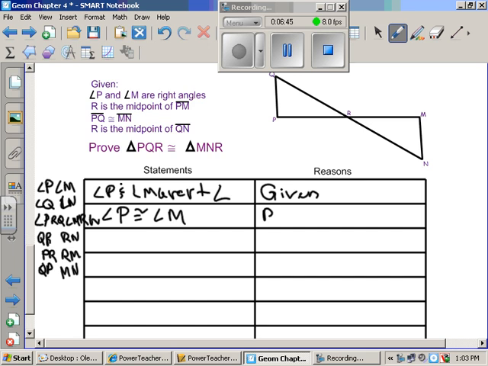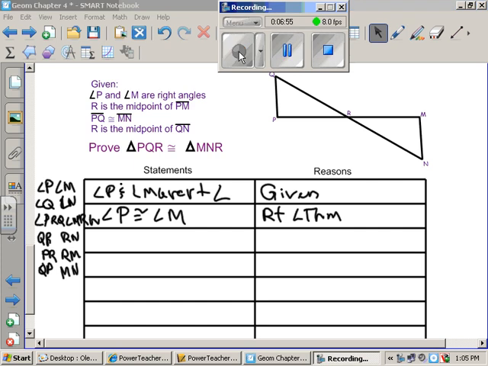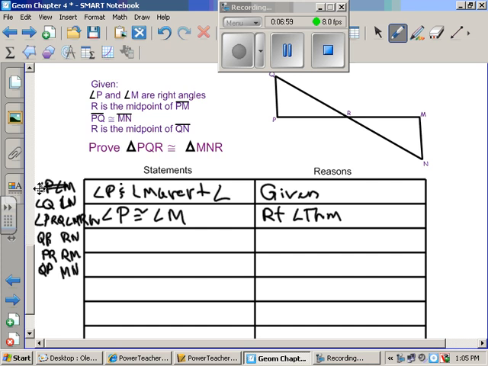Your homework is on the board. It's not proving angles are congruent yet. It's just working more equations. So, okay, so we can say P is congruent to M, and that marks that one off.